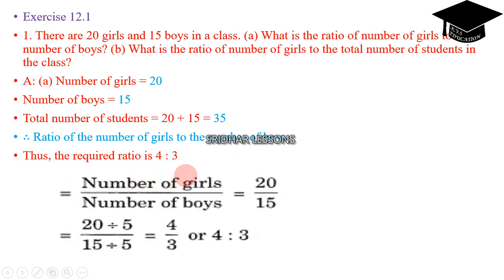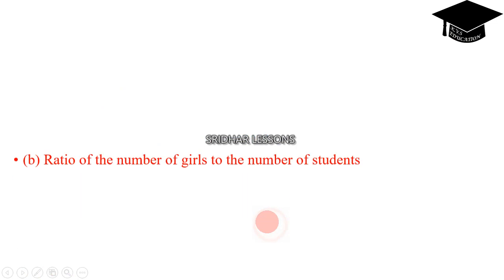because the number of girls by the number of boys is 20 by 15. 5 cancels in 20, 4 times, and 5 cancels in 15, 3 times. So we can write this as 4 by 3 or 4 colon 3. The ratio can be represented like this using a colon. Next, question B.